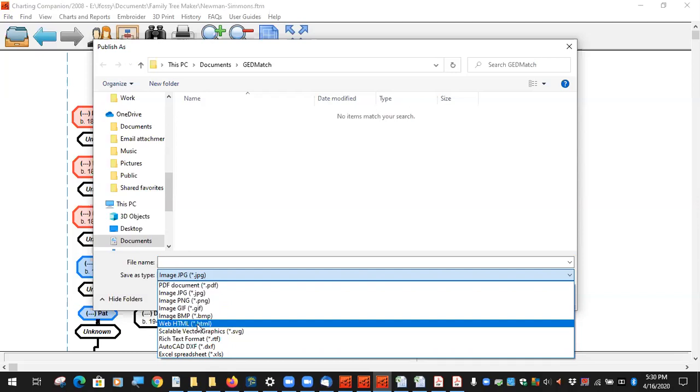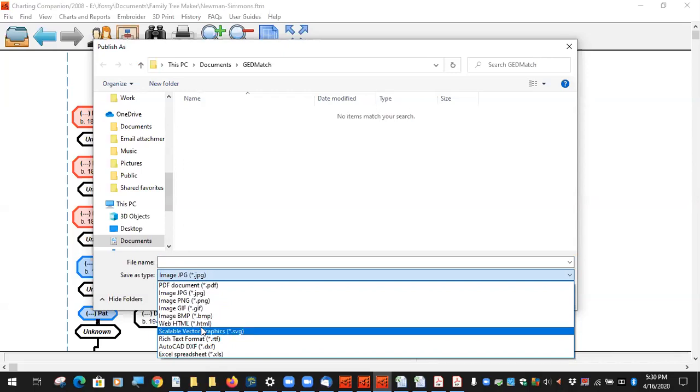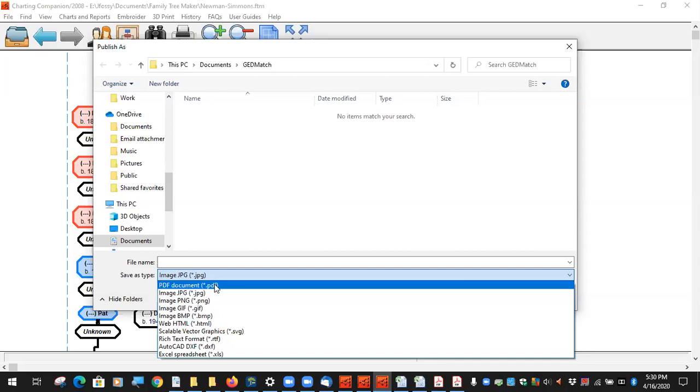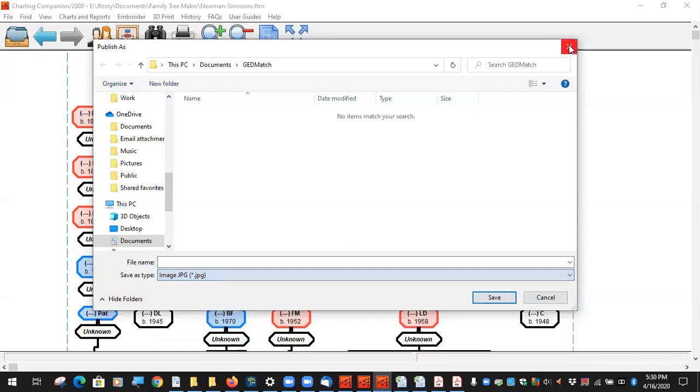The chart itself, you could save as web HTML. The DNA matrix, I would not save as web HTML because right now I think it does not do the lines. It only does the chart, and I'm not exactly sure why. But yeah, you can save it as a graphic or, like I said, a PDF as long as it's under 200 inches. That's a PDF limit.